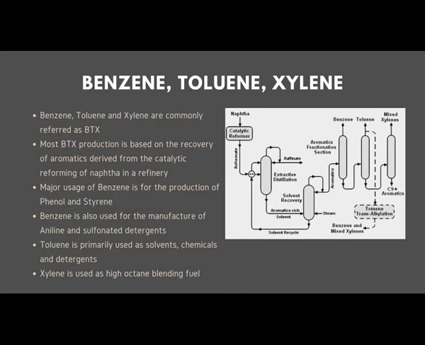Then finally, when we talk about the aromatics, we have the strong combination of petrochemicals known as BTX. BTX stands for benzene, toluene, and xylene. Most BTX production is based on the recovery of aromatics derived from the catalytic reforming of naphtha in a refinery. Major usage of benzene is for the production of phenol and styrene. Benzene is also used for the manufacture of aniline and sulfonated detergents. Toluene is primarily used as a solvent or chemical or detergent. And finally, xylene is used as a high octane blending fuel.